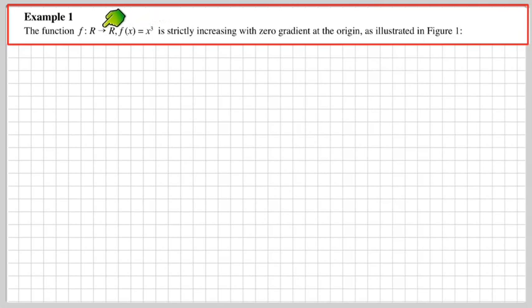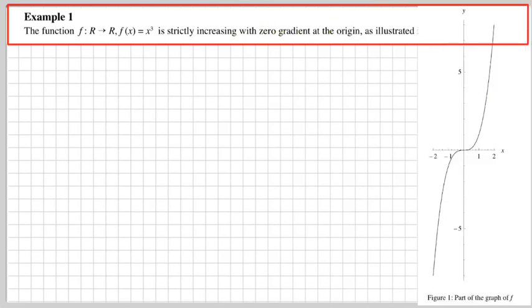Now, have a look at this. We've got a function such that real x's map to their real corresponding y values, where f of x equals x cubed. That is strictly increasing, as I was saying on the first screen, with zero gradient at the origin, as illustrated in figure 1. Well, there's figure 1. Now, what about the stationary point? What about that stationary point? This is the point where we have a zero gradient, right?